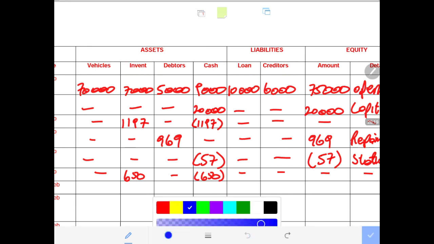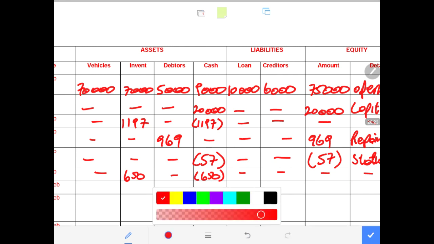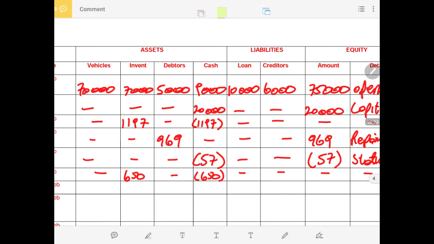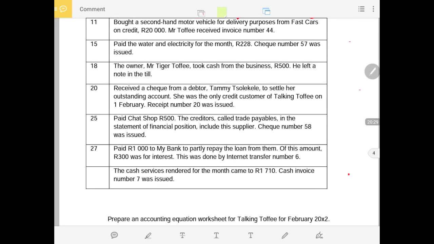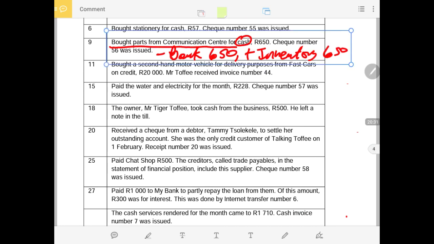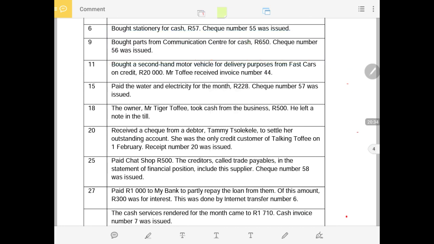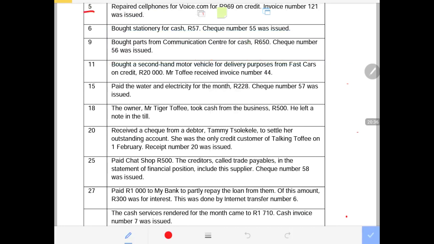Although most of the time I don't say it, I have to know that, okay, I bought something. Is it cash or credit? If it's cash, then bank must be affected, and I know that bank is under my assets. Then after that, we go to the next entry, which is on the 11th day of the month.